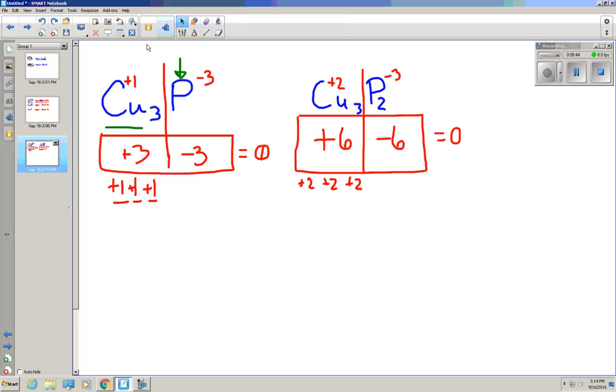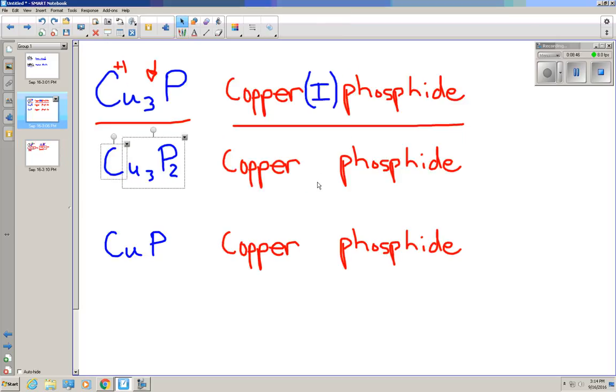And if I go back to my formula, now the Roman numeral and the parentheses that I add in here are going to be copper with a Roman numeral 2 phosphide. Copper Roman numeral 1 phosphide, completely different compound than copper Roman numeral 2.